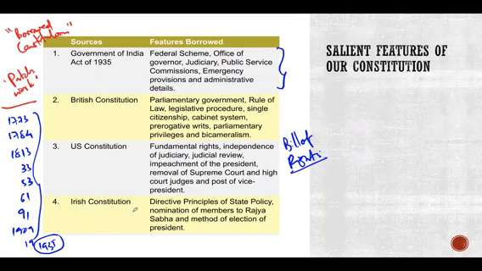Irish Constitution. DPSPs are from the Irish Constitution. And nomination of members to the Rajya Sabha. We nominate certain members, and who are those members? Whether they belong to arts and literature or social service and sciences, these sort of members can be nominated. And the method of election of the president. Even this aspect is from the Irish Constitution.